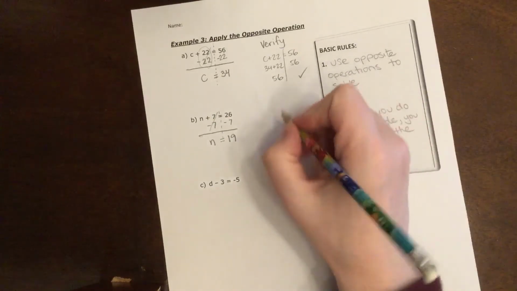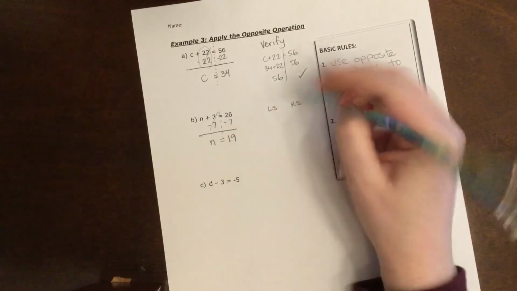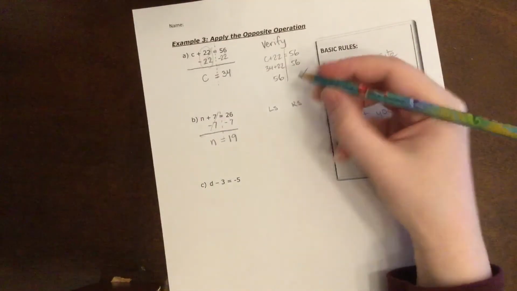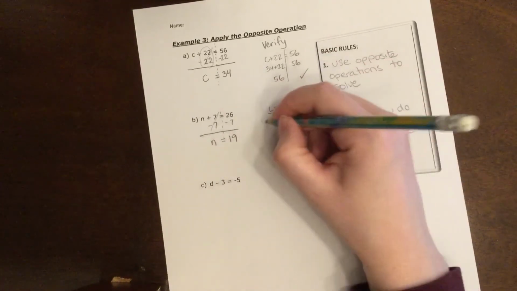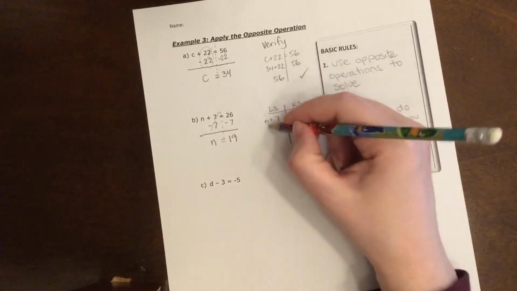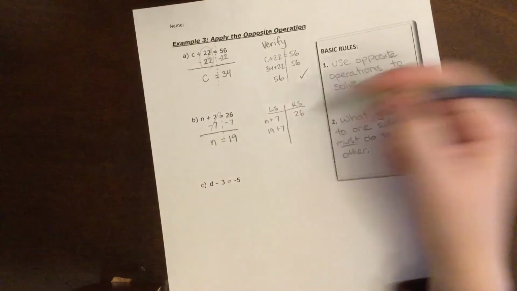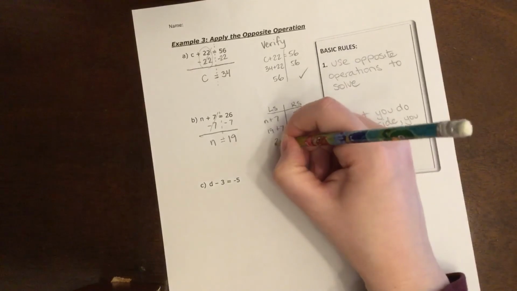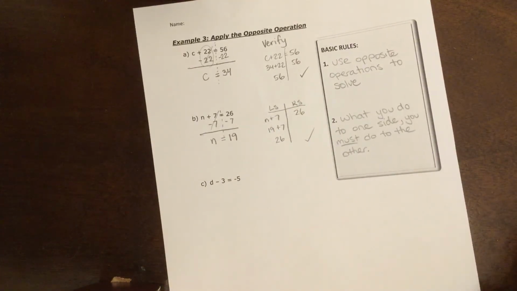And we're going to verify it. I'm going to call one the left side and the right side. The left side of the equation says n plus 7. The right side says 26. My n value, I think, is 19. 19 plus 7 is 26. So we are good.